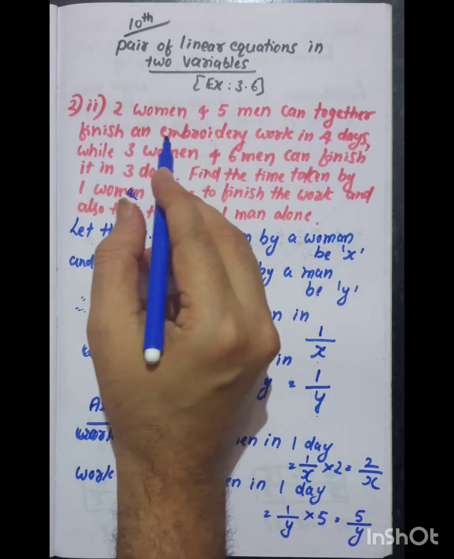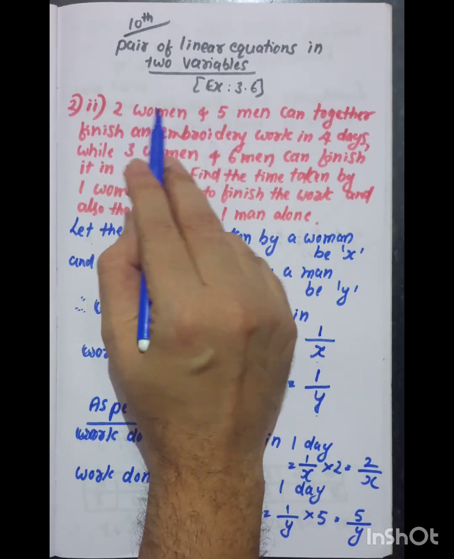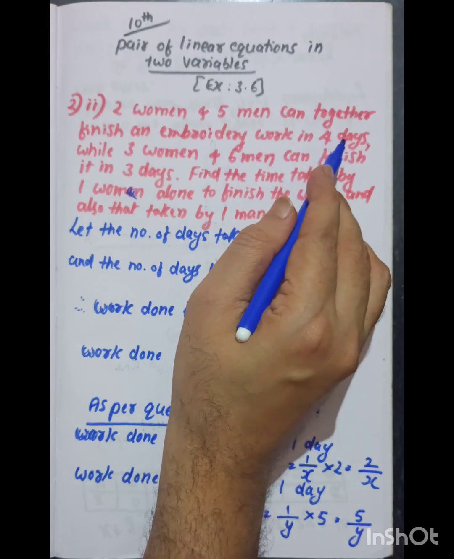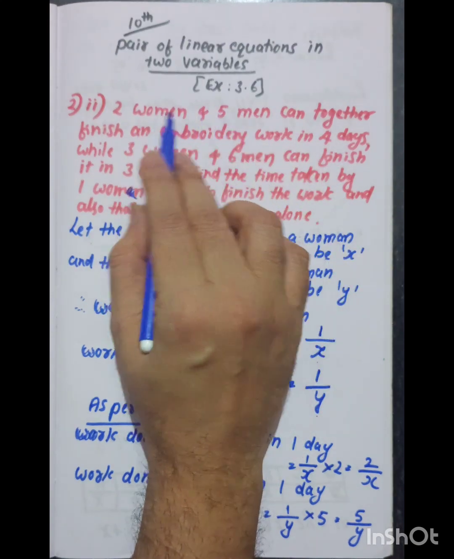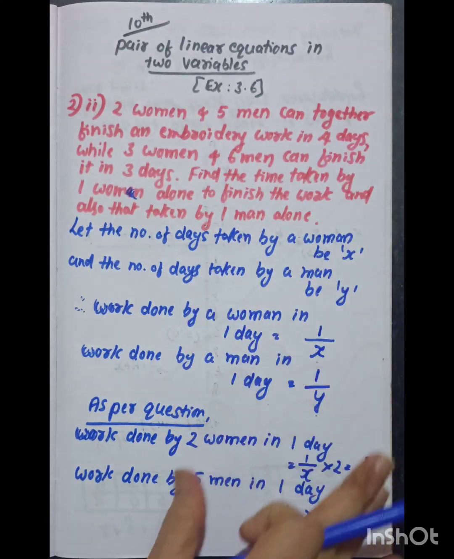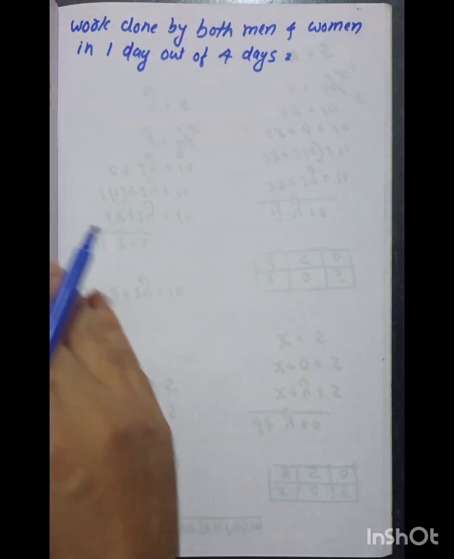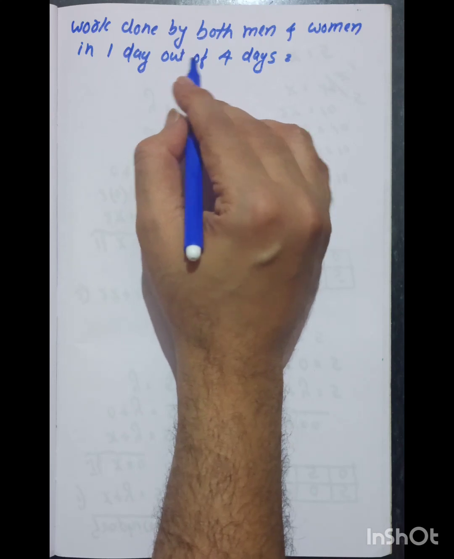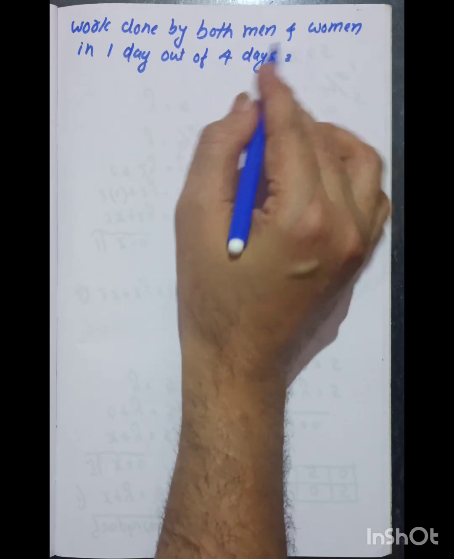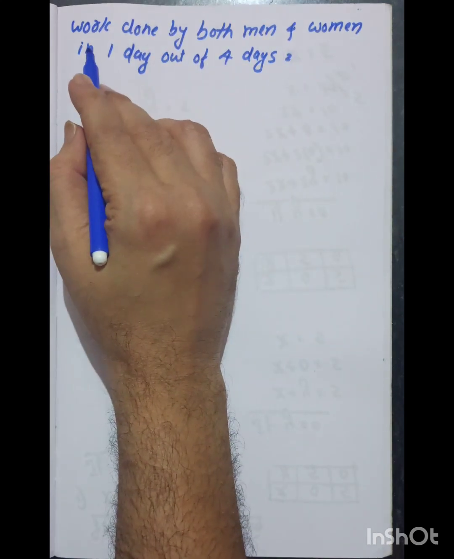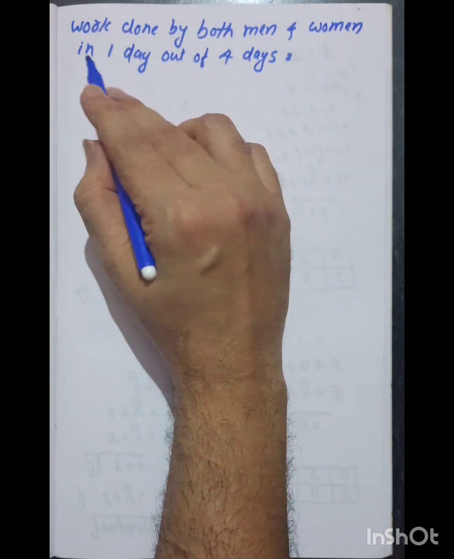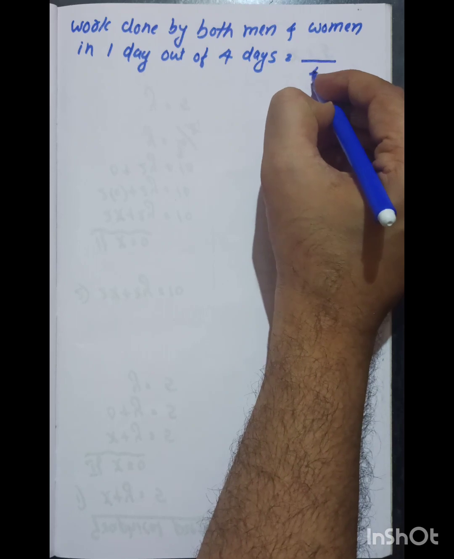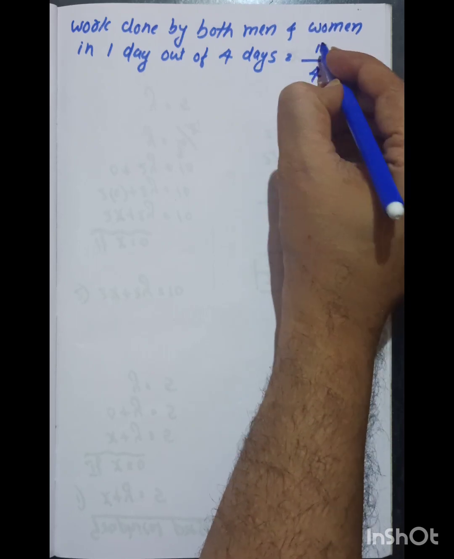It is given that 2 women and 5 men can together finish an embroidery work in 4 days. If both join together, they will complete the work in 4 days. So I write like this: work done by both men and women in 1 day is 1 out of 4 days. It means in 4 days we have to take 1 day.